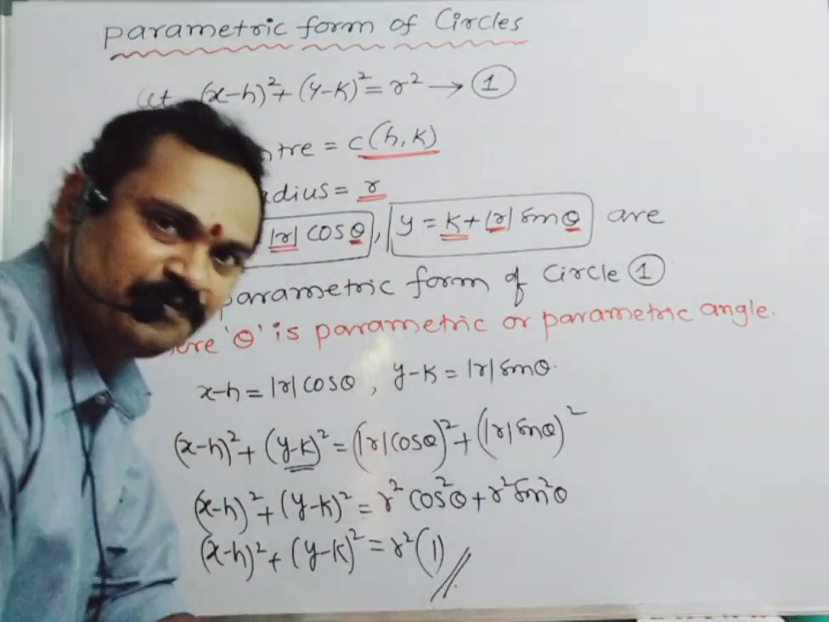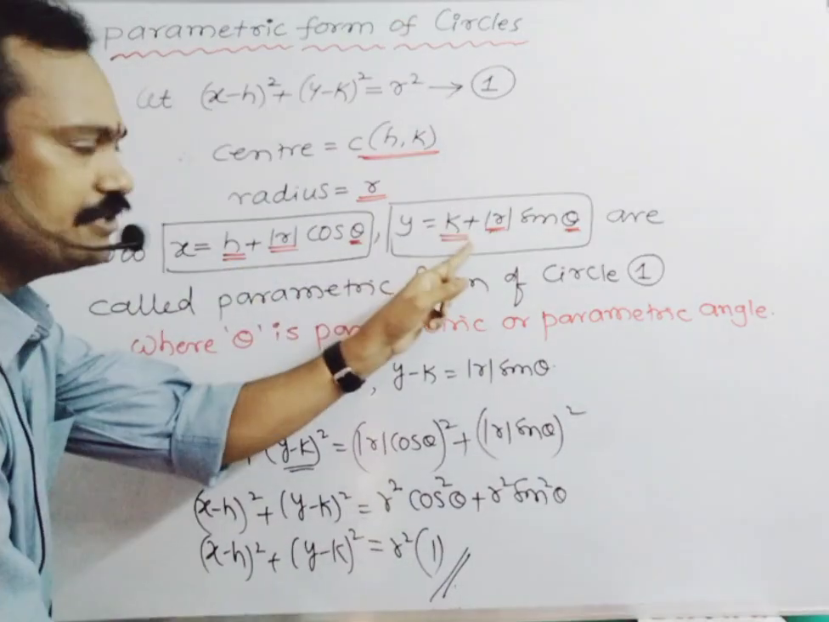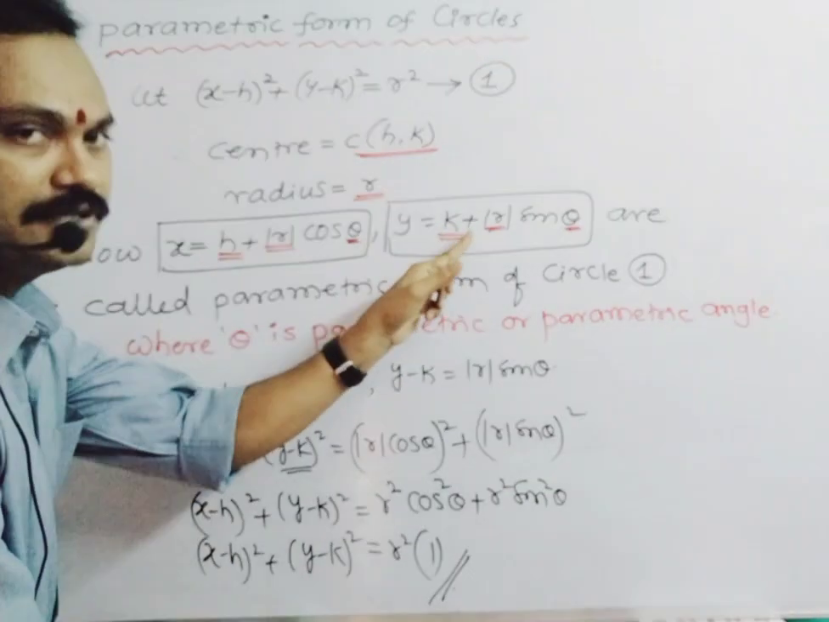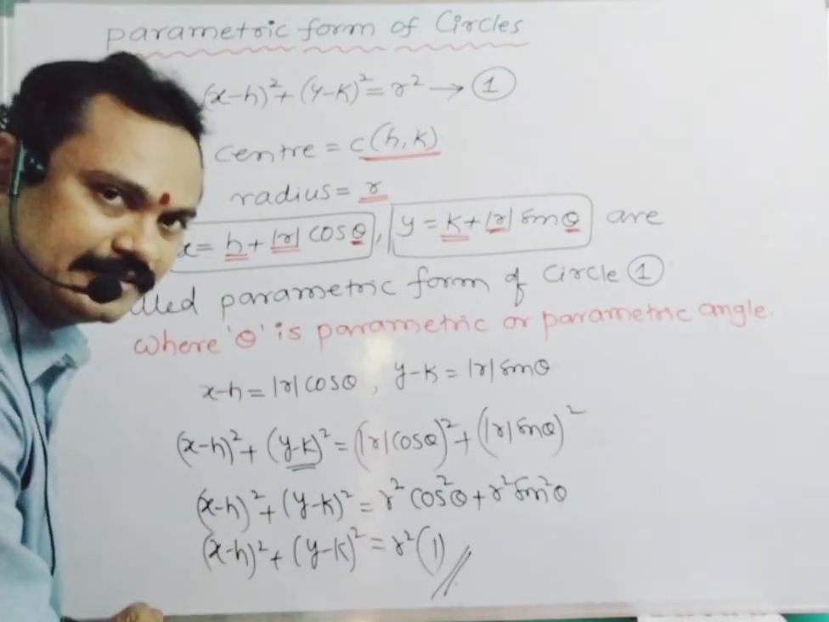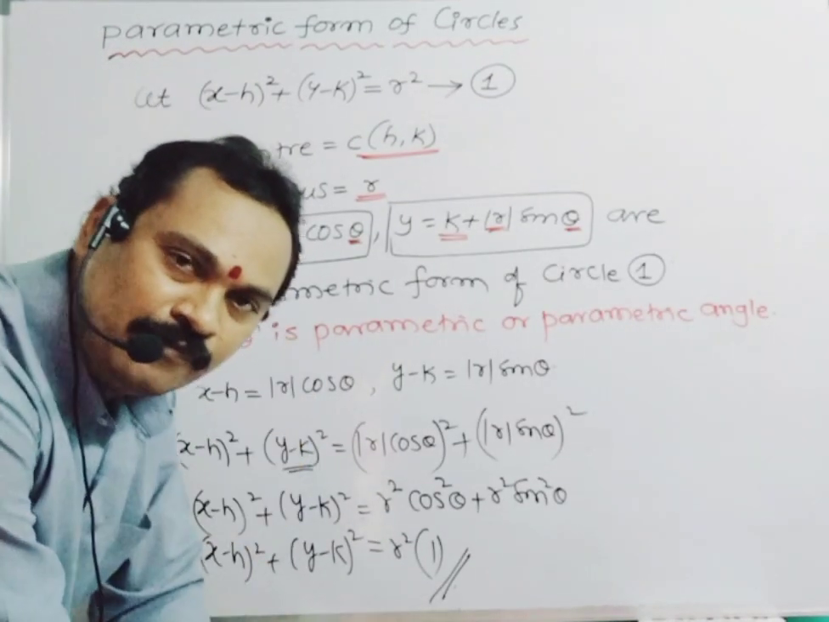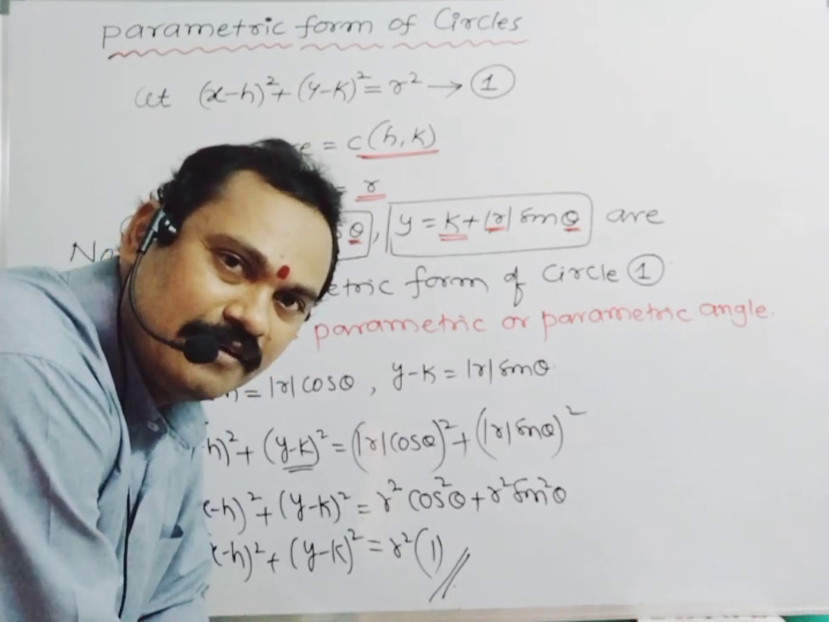Got it now? If the circle equation is given, you can write parametric equations like this. If parametric equations are given, you can find the equation of the circle like this. Clear? All of you?